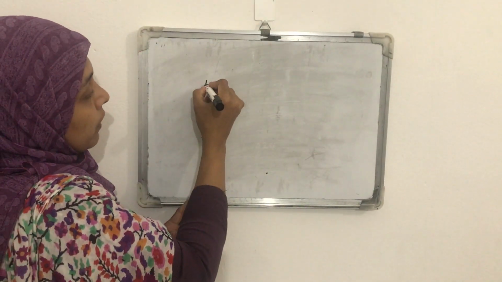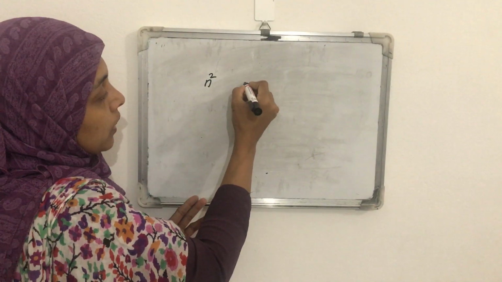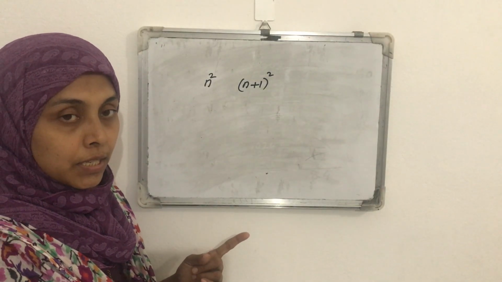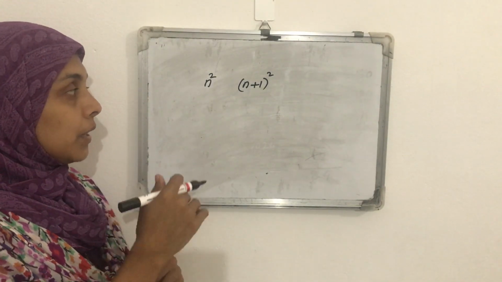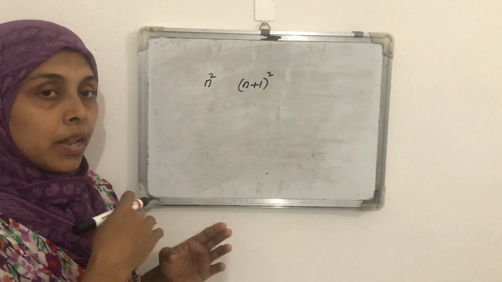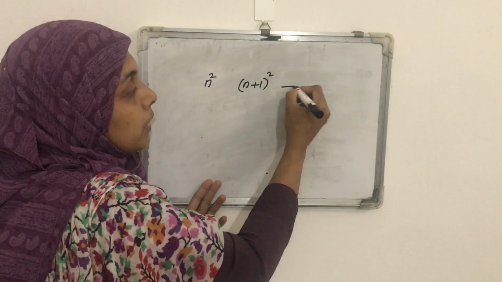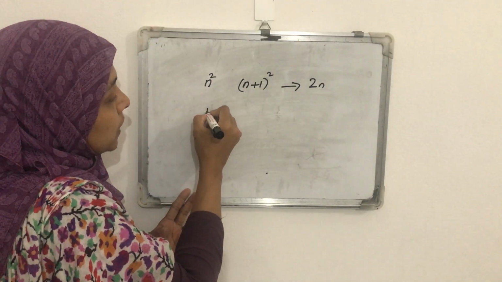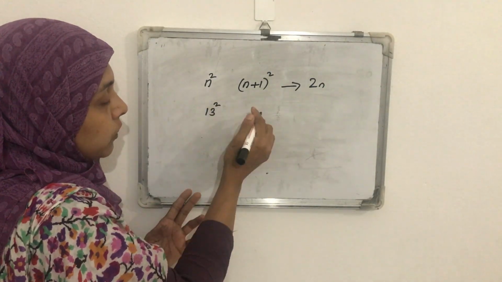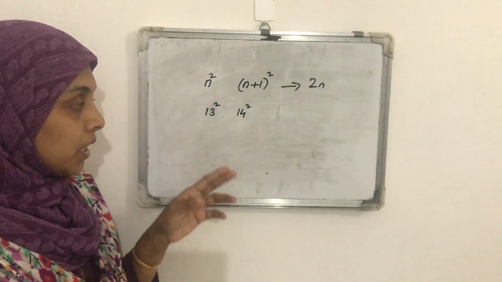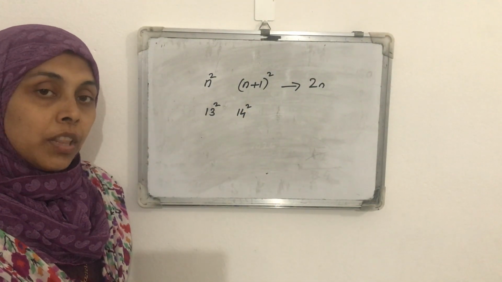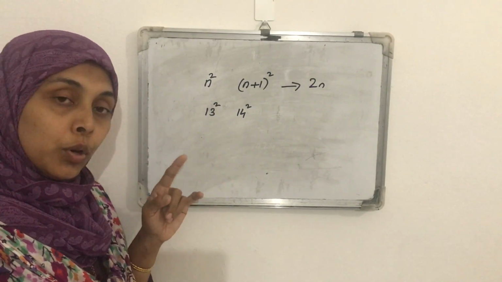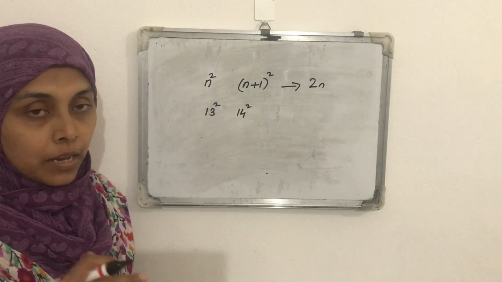Suppose n square. How many non-square numbers will be in between n square and n plus 1 whole square? That's a general method. In between n square and n plus 1 whole square, there will be 2n non-perfect square numbers. For example, between 13 square and the next one, 14 square, how many non-square numbers will be there? It will be 2 into n, and n is 13, so 2 into 13, 26. That is an important property.